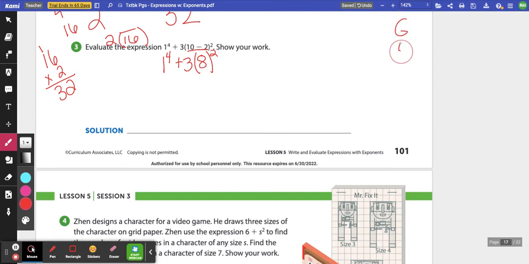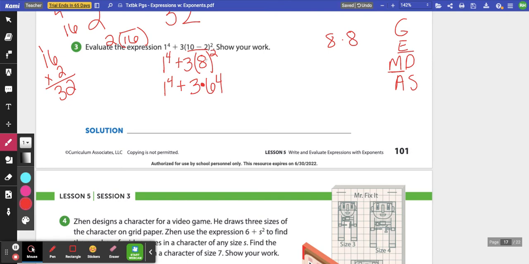Do I have any exponents? Yes, I do, so I have to do that part first. Some of my kids were doing 3 times 8 first, but look, multiplication comes after exponents, so 8 squared is 8 times 8, not 8 times 2. So that's 64. Notice when I bring my 3 down, it's not 364, it's 3 times 64. So if you want to use the dot, you can. If you want to use the parentheses, you can, but we are multiplying.